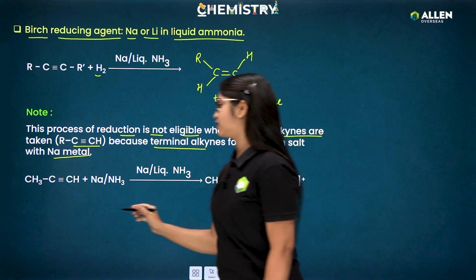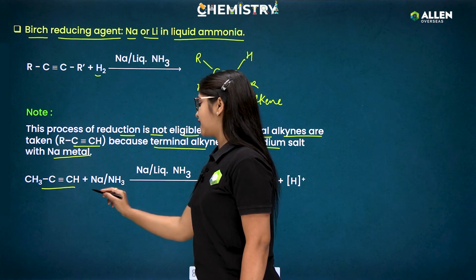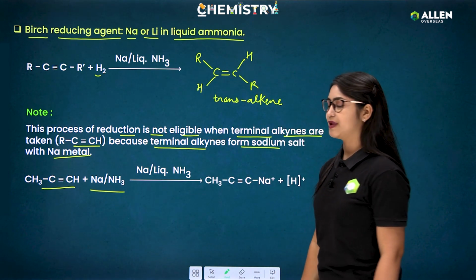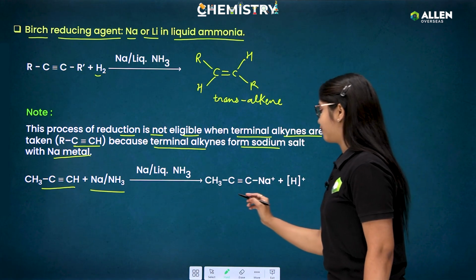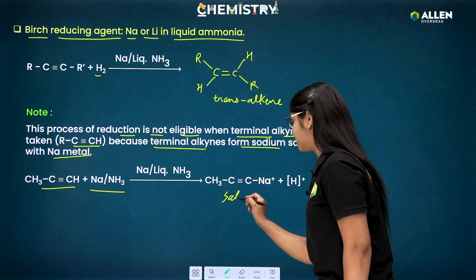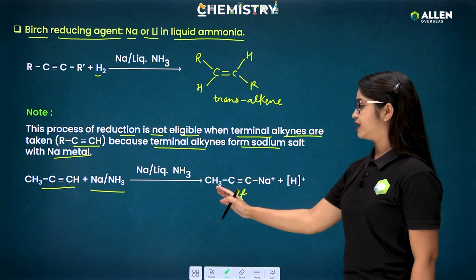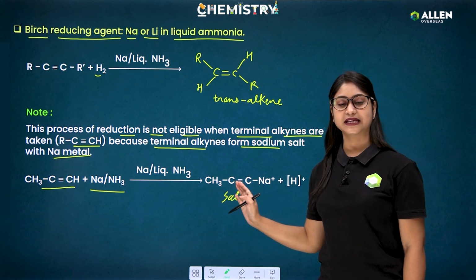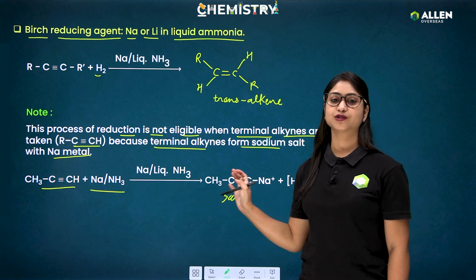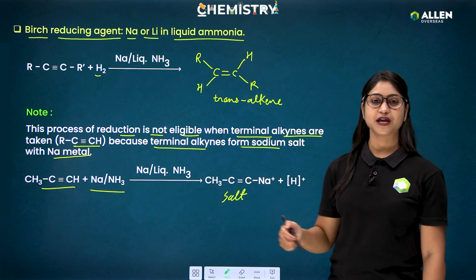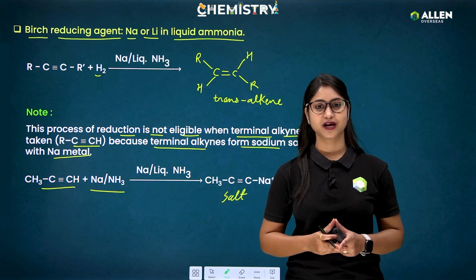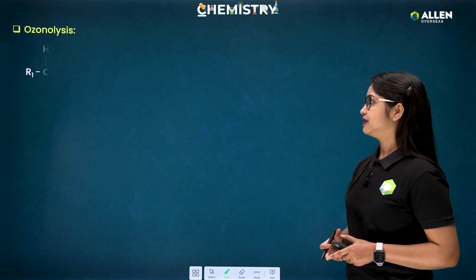Here you can see the reaction. This is terminal alkyne reacting with the sodium metal in liquid ammonia and forming the sodium salt at the end of the reaction, right? So here you are not going to get any alkene, instead you are getting a salt, right? So this was the important point regarding this reduction. Now let's see the next point.